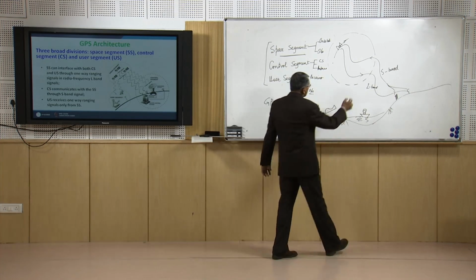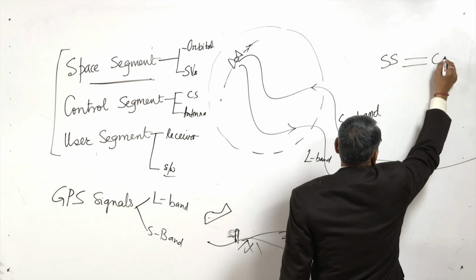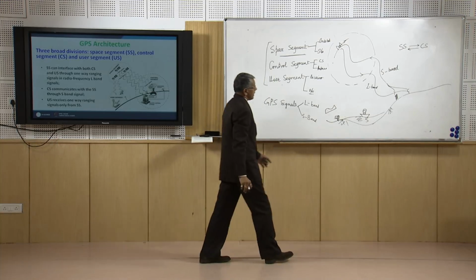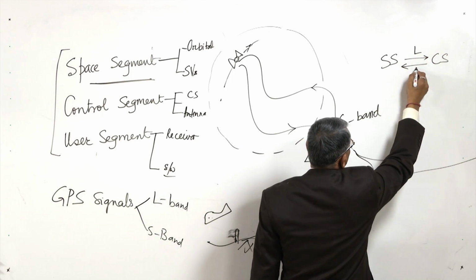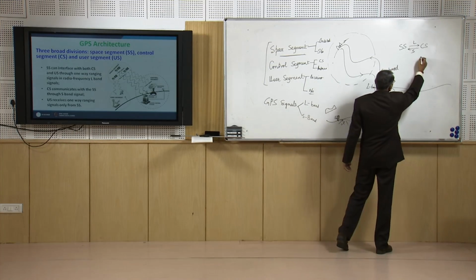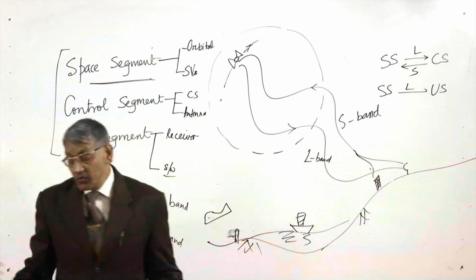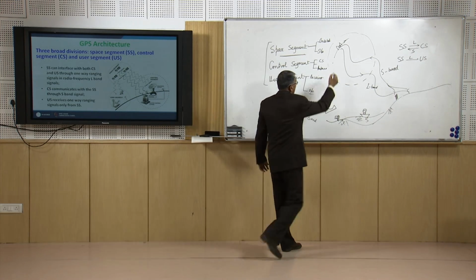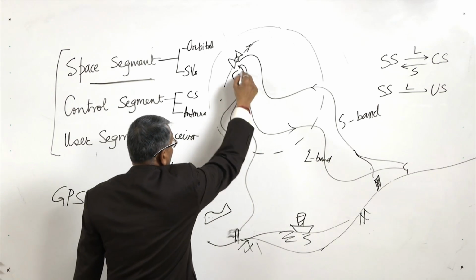And that means between the space segment and the control segment two-way communication is possible. From the space segment to the control segment it is the L band, and from the control segment to the space segment it is the S band. However, the user segment only gets signals from the space segment. That means the user segment has no connectivity with the control segment. So it only receives signals from the space segment.